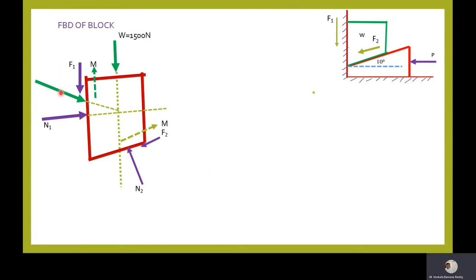This resultant force R1 makes an angle phi with the normal reaction. R2 makes an angle phi with its normal reaction, and this normal reaction makes an angle of 10 degrees, that is the angle of the wedge. This is the angle of the wedge, and this is the angle of friction, that is, the angle between R2 and N2 as well as R1 and N1.